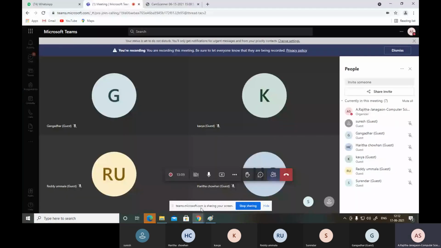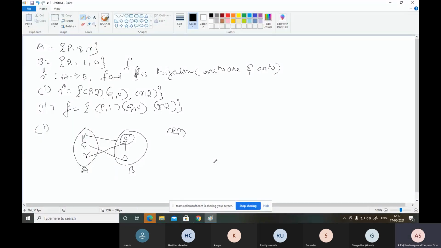So this is one question. Check whether this is 1 to 1 or onto. Suppose here (p, 2) and (r, 2). Both of these belong to F. So for image 2, two pre-images are there. That's why this is not 1 to 1.